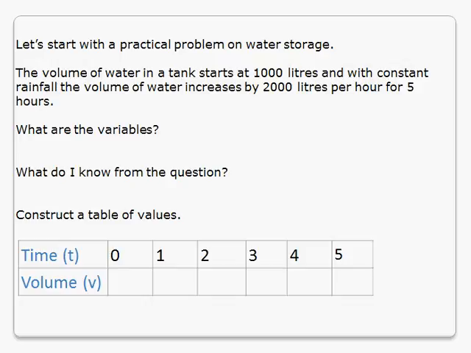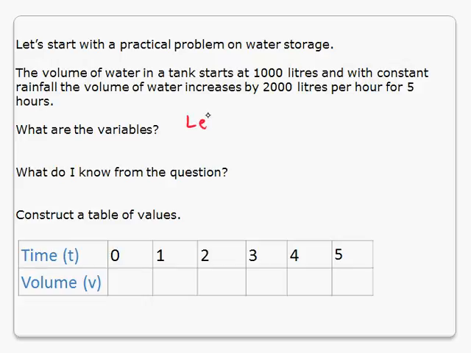So let's start with a practical problem on water storage. In this case, we're going to be using a tank. The volume of water in the tank starts at 1,000 litres, and then there's some constant rainfall and the volume of the water increases by 2,000 litres per hour for the next 5 hours. So what I have there is a few clues that I wish to use, but I want to make sure I know what the variables are. So time is one variable, and that's going to be my independent variable.